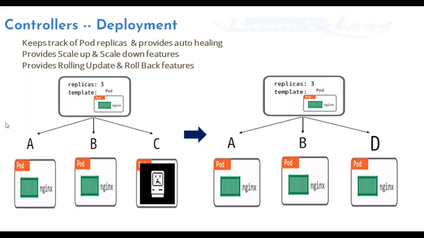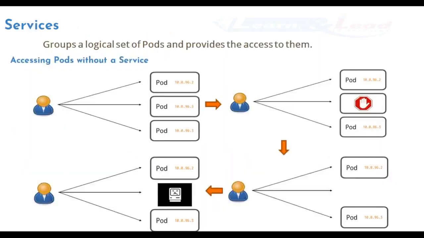Now this is good. The deployment side, we are good. But how do I provide access to the end user, to my application? That is where we introduce another topic in Kubernetes, which is called services. Now the services are nothing but a logical set of pods and provide access to them.